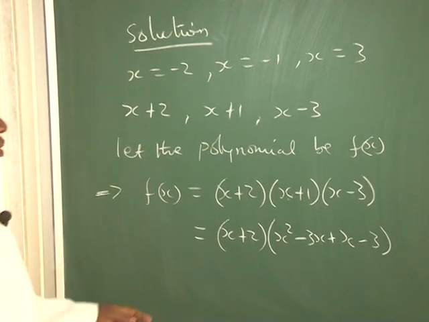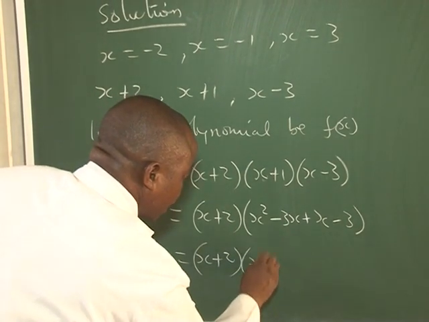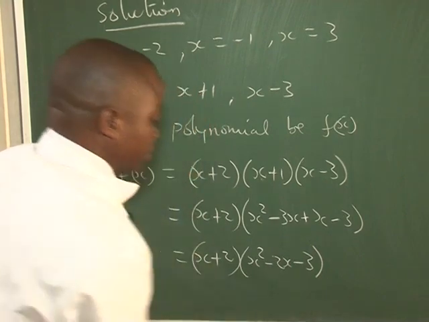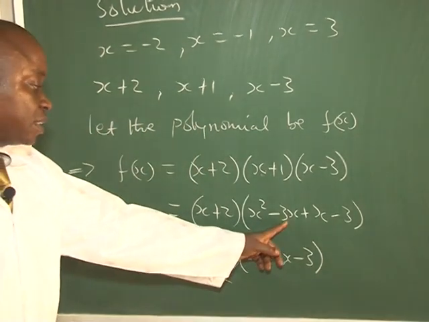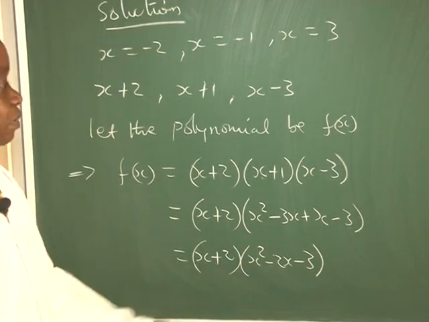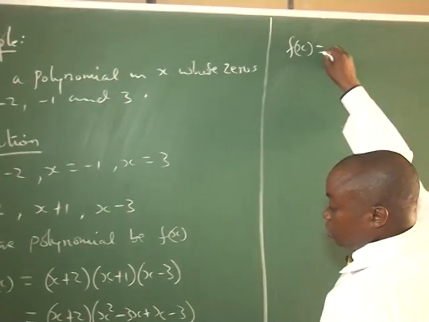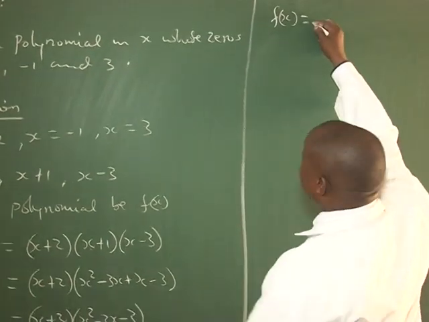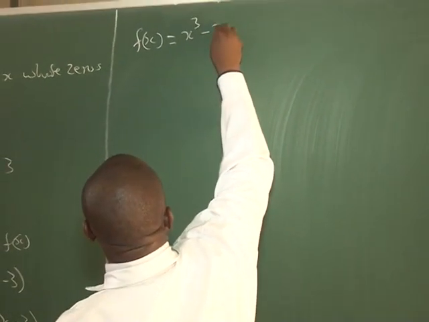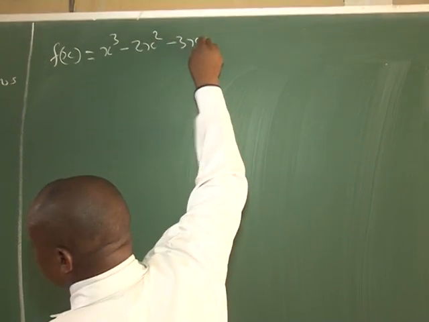Okay, so we then have x plus 2, x squared minus 2x minus 3. Yes, because minus 3x plus x is minus 2x. So these two, we can now multiply them to have f of x equals x times x squared gives us x cubed, x times minus 2x gives us minus 2x squared, x times minus 3 gives us minus 3x.